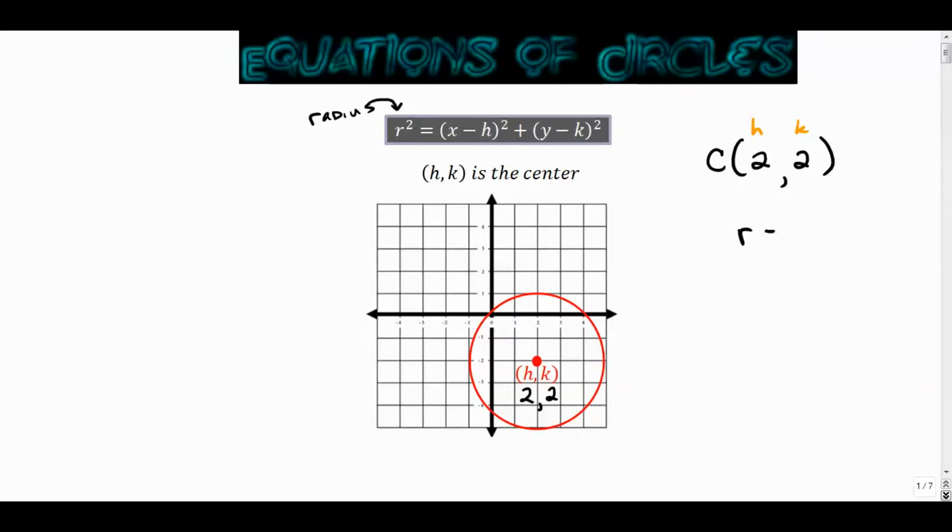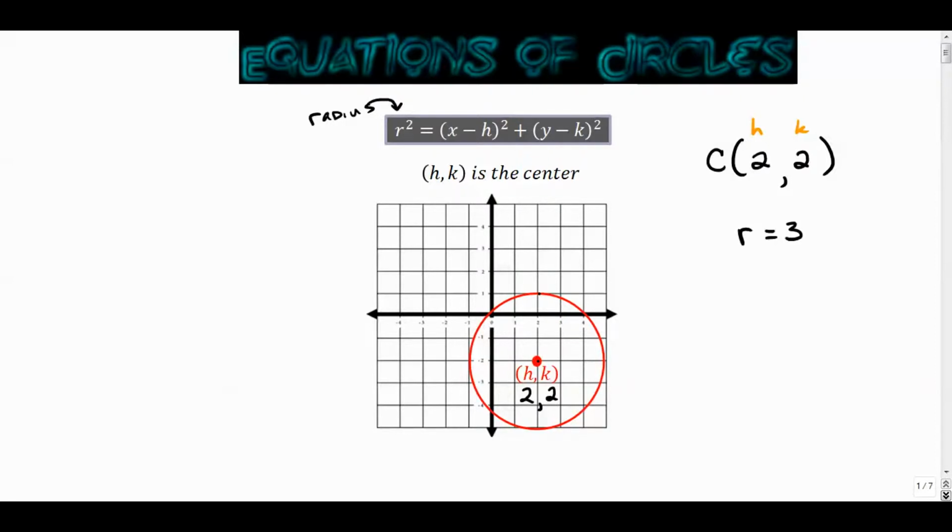The radius is the distance between the center and any point on the circle. So there are a number of different ways to calculate that. I'll go up here. So we have 1, 2, and 3. So the radius is 3. You can also do the same thing here, 1, 2, 3, or here, 1, 2, 3. Technically this is 3 as well, a little bit tougher to figure those out though. So we'll put 3 as our radius.